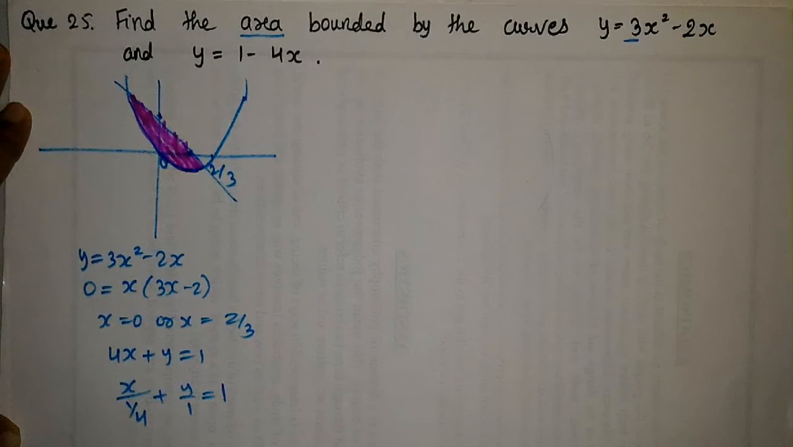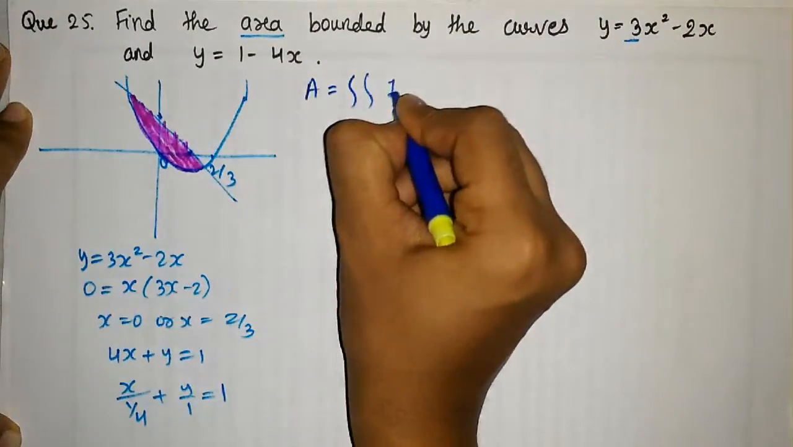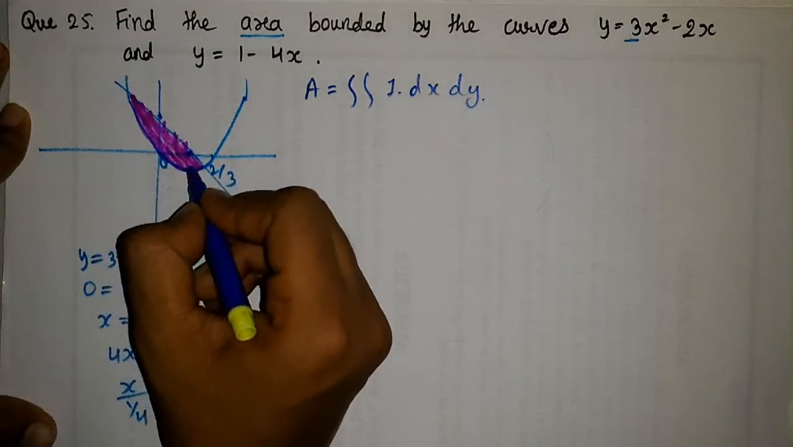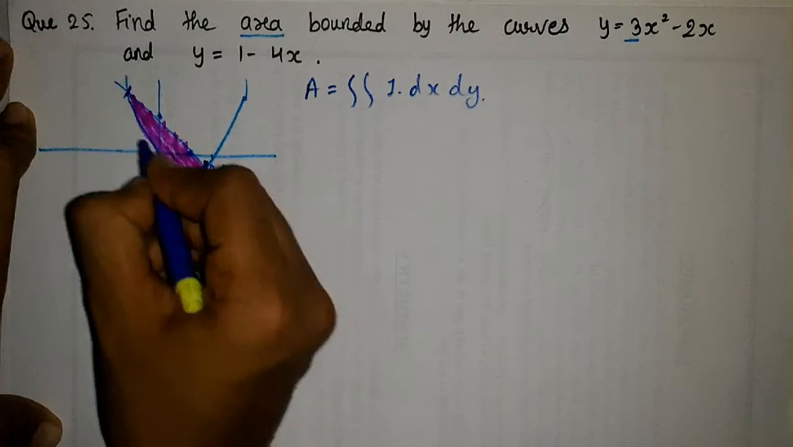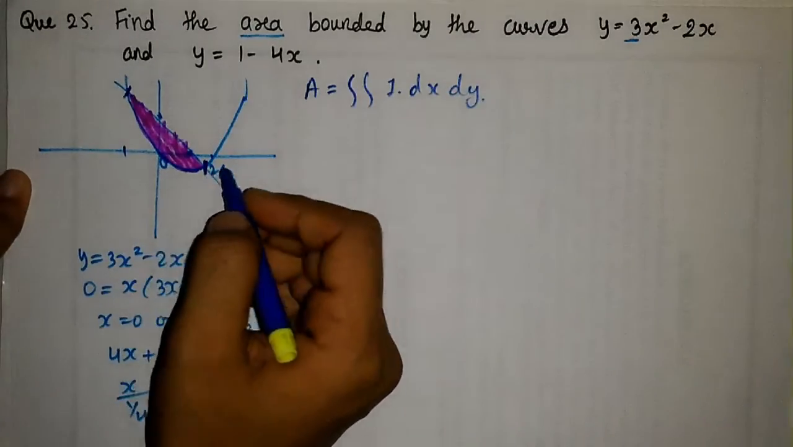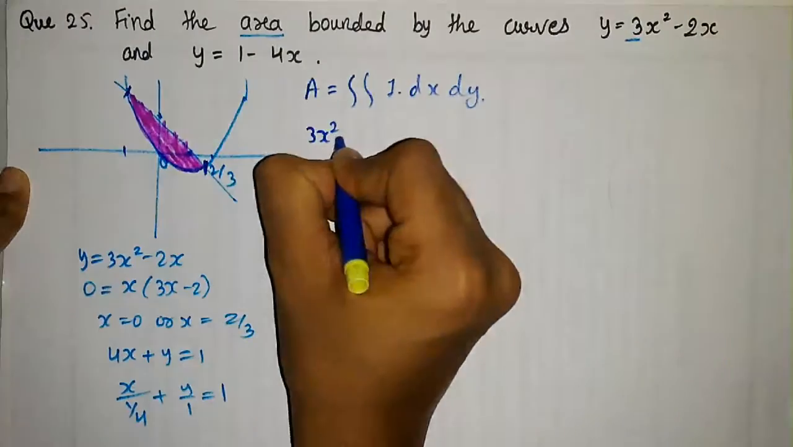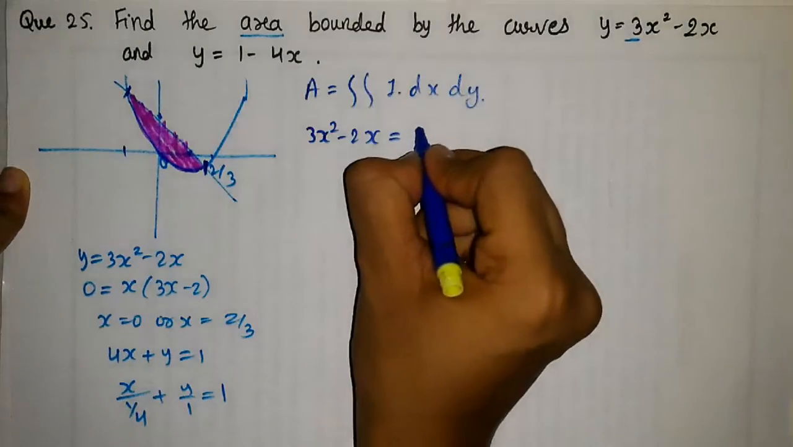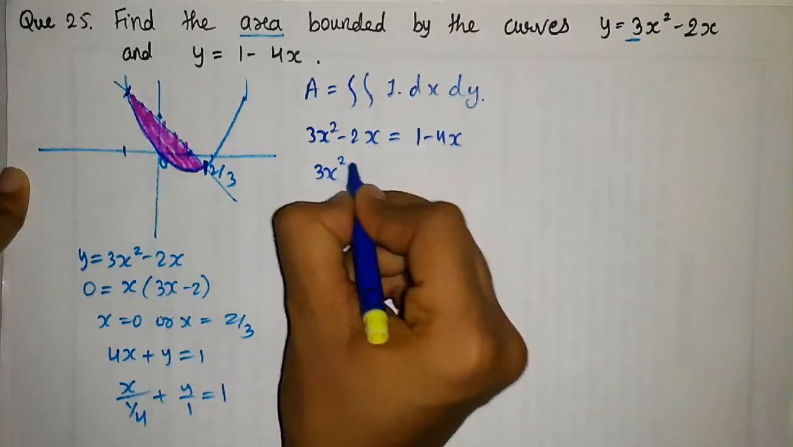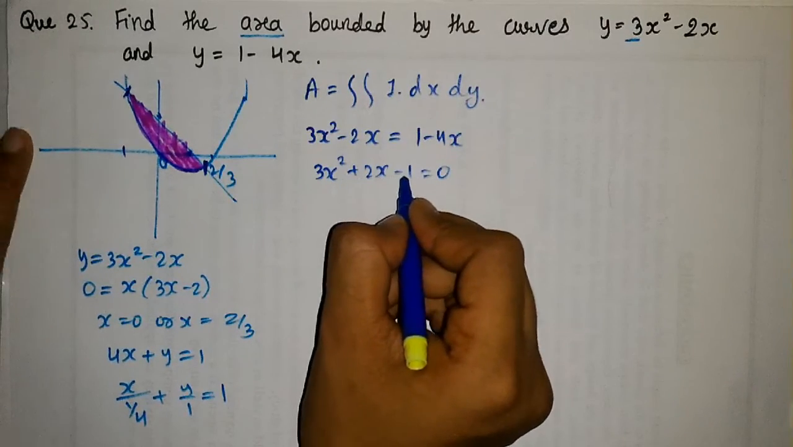So now we know that area is equal to double integration of 1 into dx dy. But before that, let's find the intersecting points, because we have to find the bounded area within this region. For that, let's equate both the equations. So put the value of y in this equation. So we get 3x square minus 2x is equal to 1 minus 4x. Now bringing 4x this side and 1 also this side, we get 3x square plus 2x minus 1 is equal to 0.